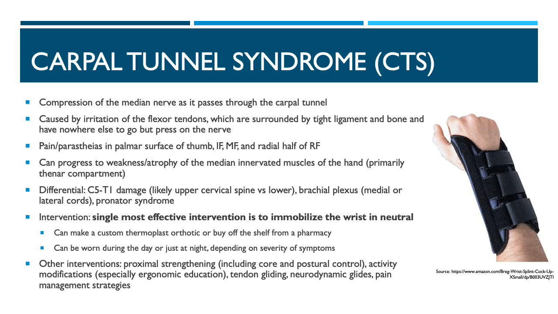Sometimes if it progresses, you'll see weakness or atrophy of typically the thenar muscles in the hand, so it almost looks like a little divot in there. That's when carpal tunnel is pretty severe and usually going on for a longer time.